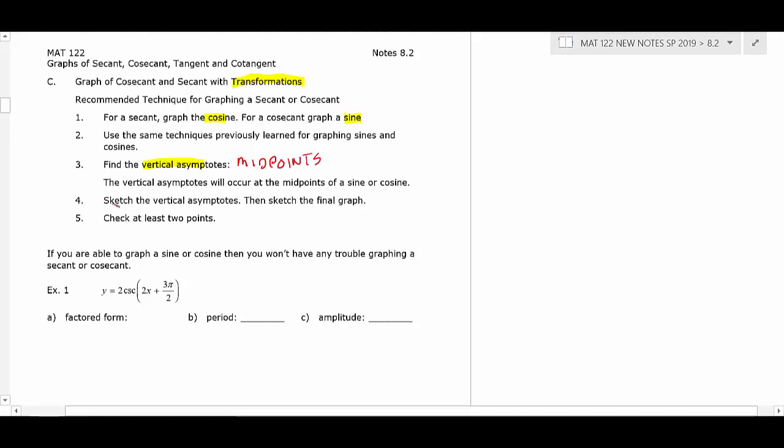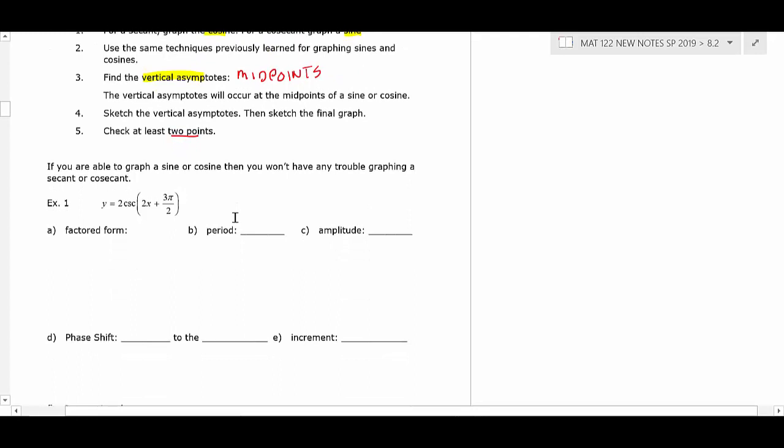Okay, and then sketch the asymptotes, then sketch the final graph. So you're going to do a sketch after you get the sine or cosine done. It's simple. Okay, and then check at least 2 points. I always recommend you do that because you have the ability to tell you're right, and it'll help you understand the graphing process a whole lot better if you take the time to just check at least 2 points. You can check all 5, and if they're all 5 right, then you've got 1 period through that graph then.